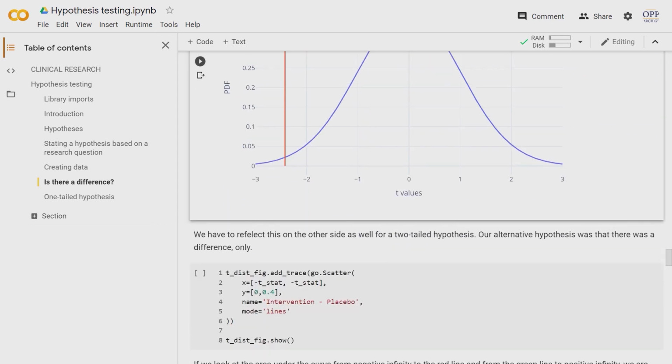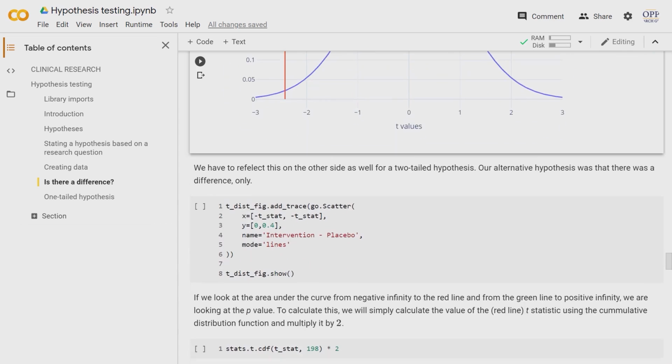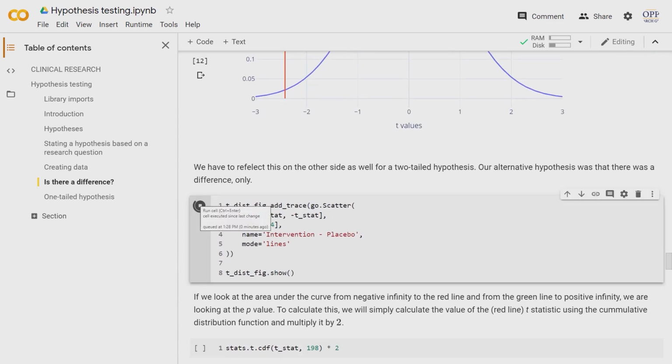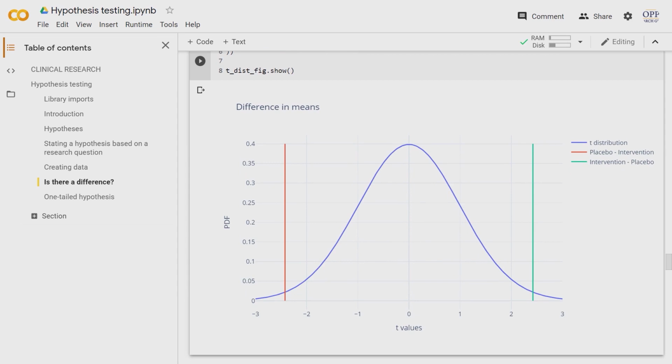Now remember what we said is that we have to reflect this on the other side as well, because number one, most importantly, we have a two-tailed alternative hypothesis. We didn't care which one was lower or higher than the other one. So we really have to do both sides. And so let's do that. And I've just added in green on the other side. So if I did the subtraction the other way around, but more importantly, because we have a two-tailed hypothesis, I reflect this on the other side.